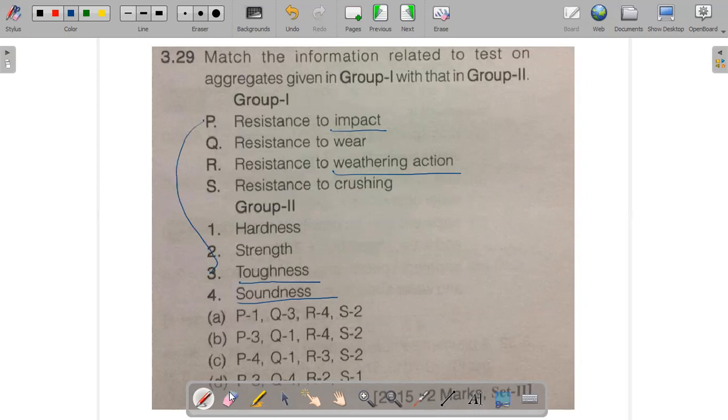If you see, P is related to third, and R is related to fourth. P to third and R to fourth. So obviously our correct option is B. And resistance to wear is for hardness, and resistance to crushing is for strength. Okay, so this is it.